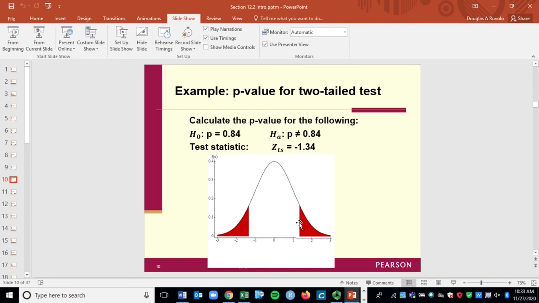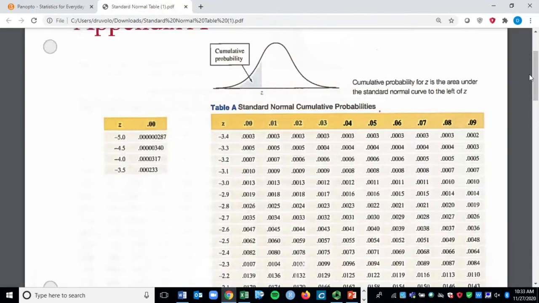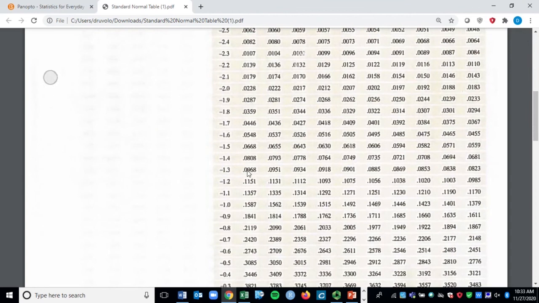And there you go. All right, so let's go look up a negative 1.34. I think it's that number right there. All right, because that's 1, 2, 3, 4. So I got here 0.0901. But that is just one of those shaded areas. We need to add those two areas together or take one of those areas and multiply by 2. And so what's really our p-value? It's not 0.0901, it's 0.1802. That's our p-value, 0.1802.